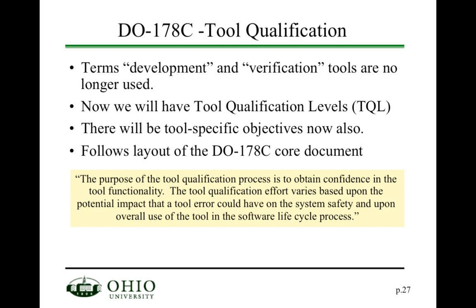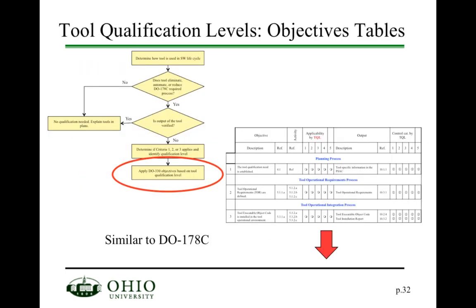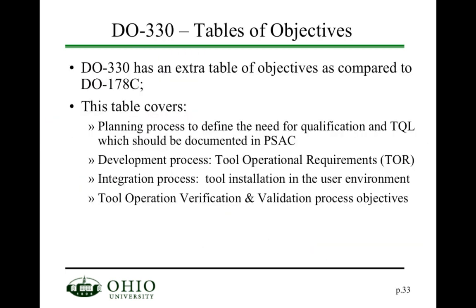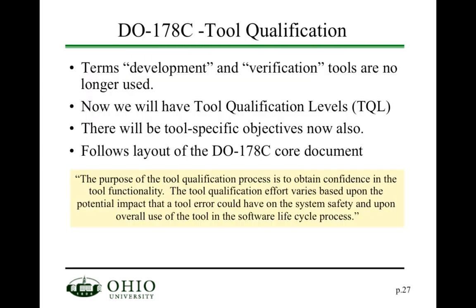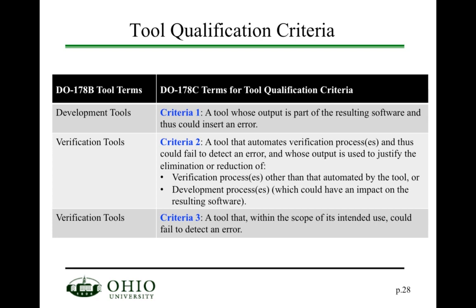This tool-specific objectives document, let me go check out where it is. Oops, DO-330. DO-330 follows the same layout for the objectives and the document exactly as DO-178C, but it focuses on tool qualification. Okay, so let's check it out. In this particular table, on the left side, it talks about the DO-178B tool terms, development tools and verification tools. On the right, it gives you the nomenclature we use in DO-178C.